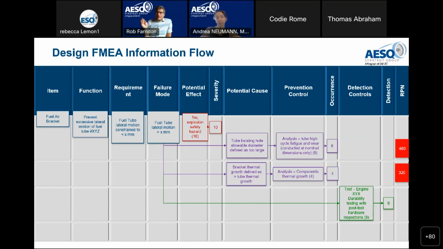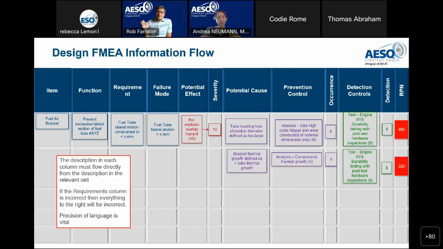If you click on for me, please, one more. Okay, the description in each column must flow directly from the descriptions in the relevant cell, which is one of the reasons why precision in language in Design FMEA, as in any FMEA approach, is really important. And I think there is another slide to demonstrate this. If you click on for me one more.